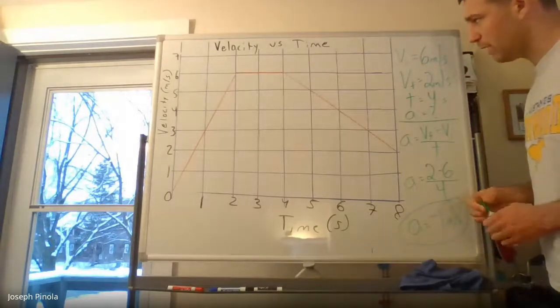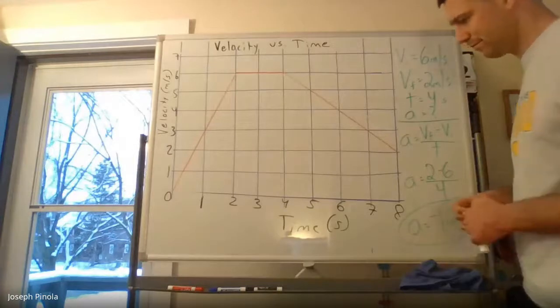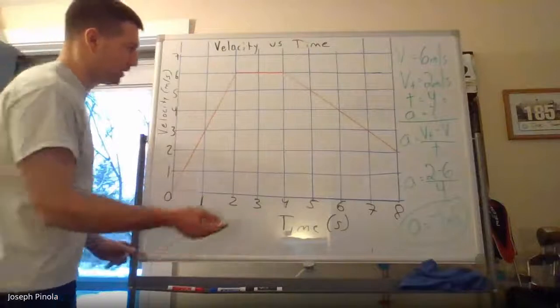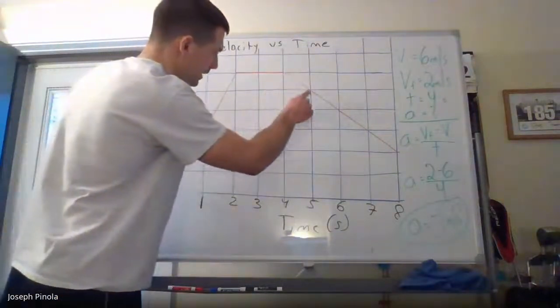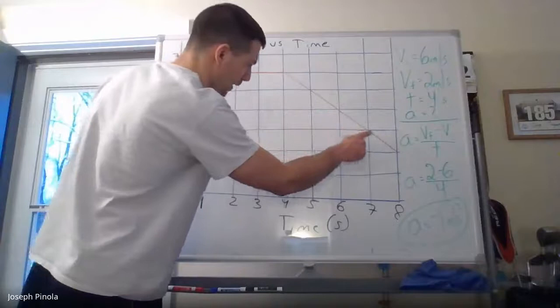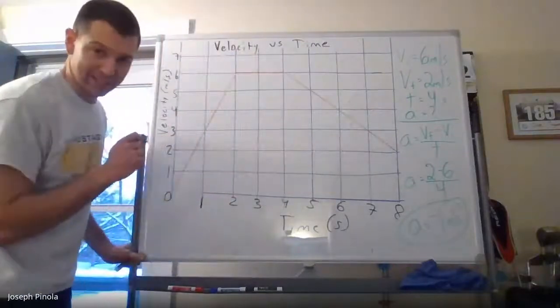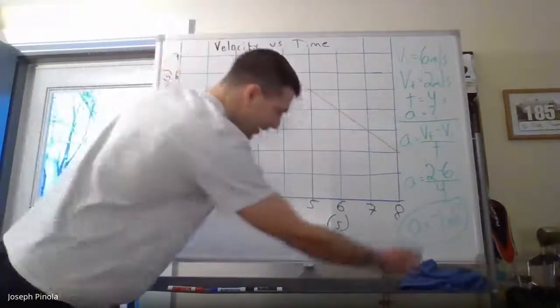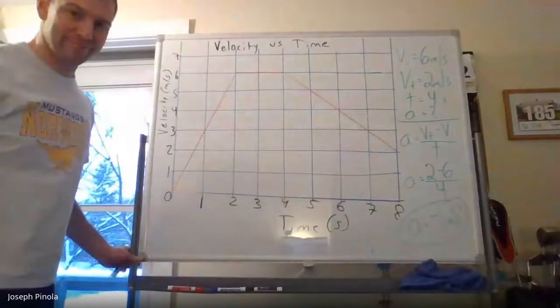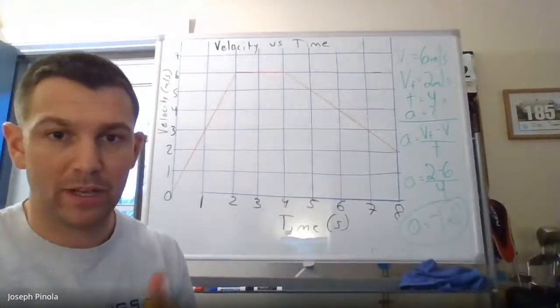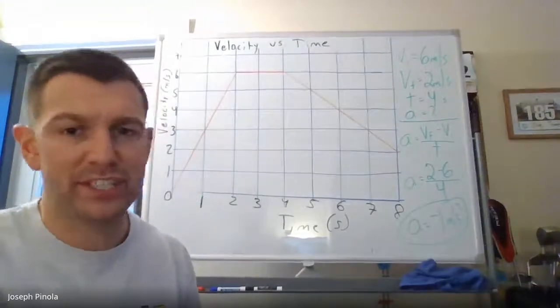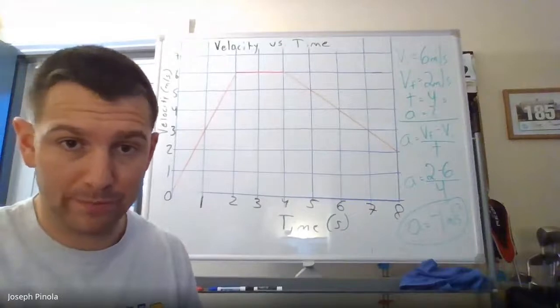So let's take a look at our graph once again. As we wrap up, we can see that this object is changing its velocity by 1 meter per second every second. And it's slowing down or decreasing its velocity by that amount, and that's why our acceleration was negative. I hope you learned something today about velocity versus time graphs, which are a little bit different from distance versus time graphs that we've learned before.